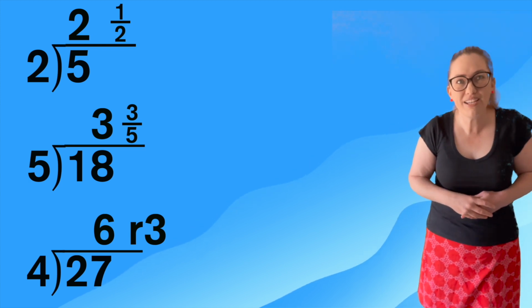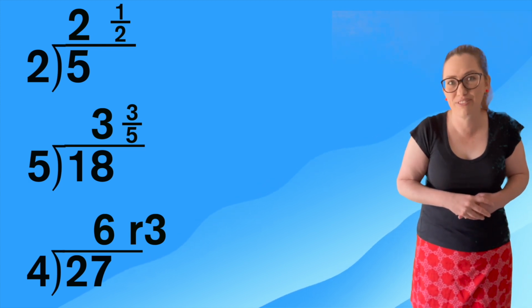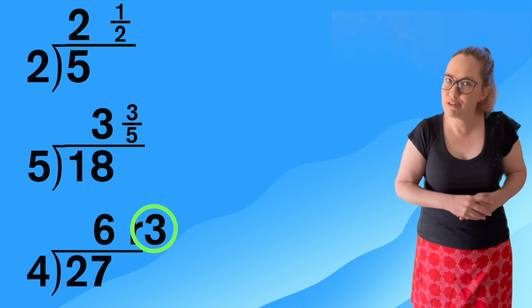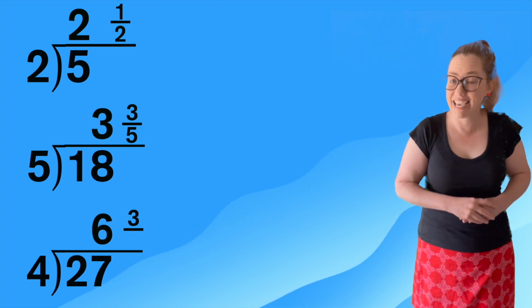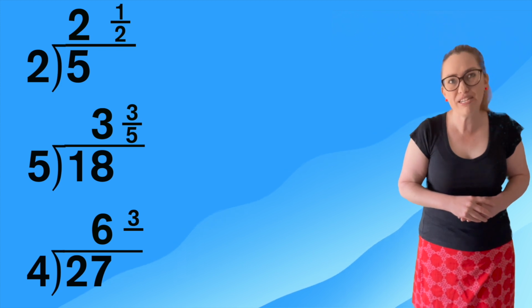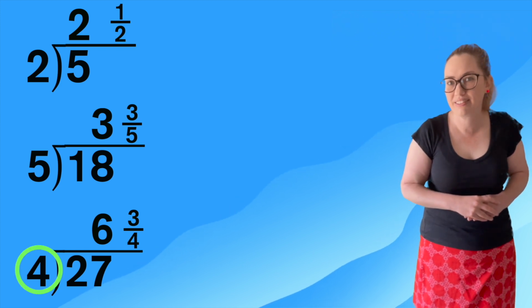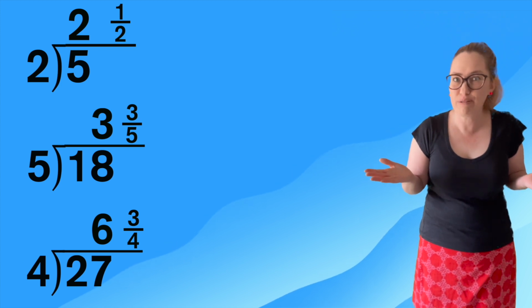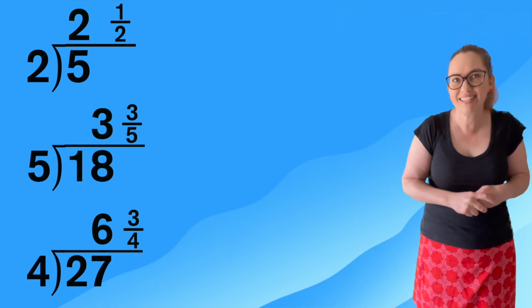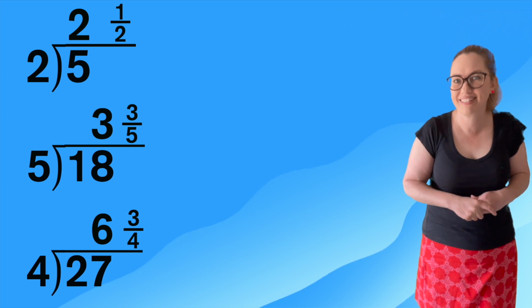And finally, 27 divided by 4 equals 6 remainder 3. We turn the remainder into the numerator and we get our denominator from the number we divided by. So 27 divided by 4 equals 6 3/4.